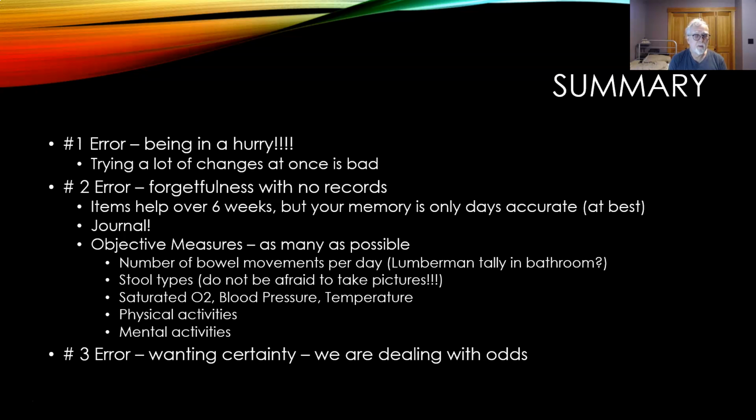You are setting yourselves up for going back and forth like a yo-yo or ping pong ball, and not making progress. If you want to make progress, you need to be systematic and do small baby steps. No sprints, please. Number 2 is forgetfulness with no records. And this, especially for some conditions like chronic fatigue or anything that has mental fog or cognitive issues, is critical. Items may help over a 6-week period, but most people's memory is only accurate to a few days at best, sometimes not even a prior day. You need to keep a journal.